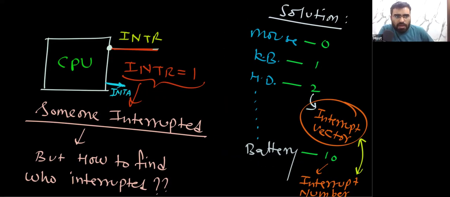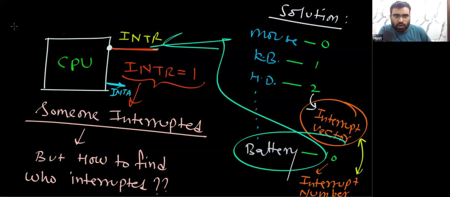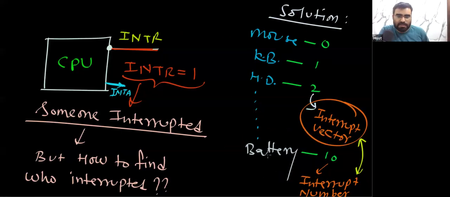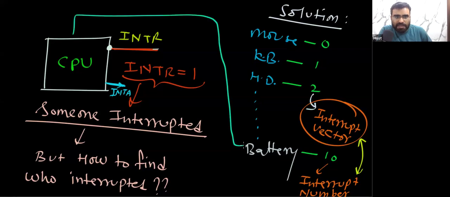And when this acknowledgement goes, whichever device was interrupting, for example, let's assume the battery was interrupting, so this interrupt is of the battery. When the CPU sees that some interrupt has occurred, meaning INTR equal to 1, it will send INTA, the interrupt acknowledgement, to all of them. Now, it is the responsibility of the battery to send this unique number, this number 10, to the CPU on the data bus.